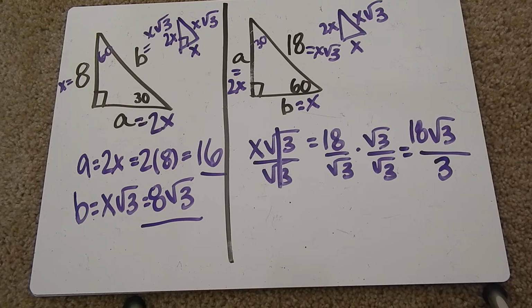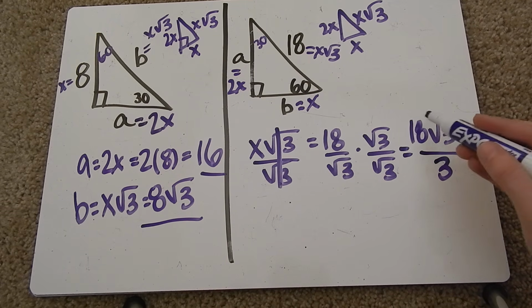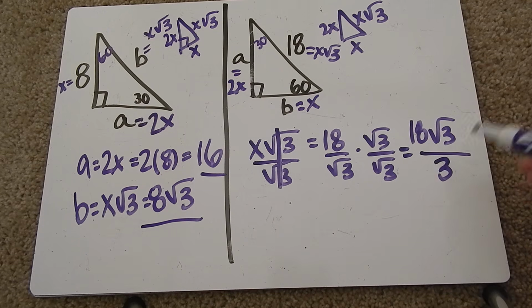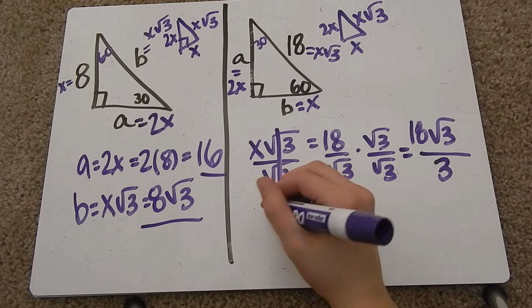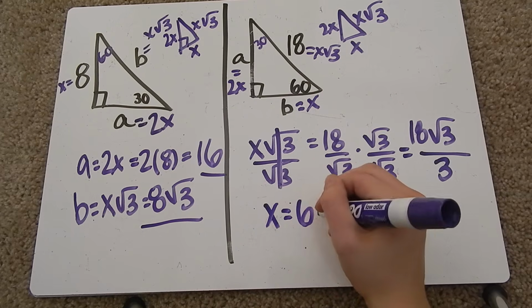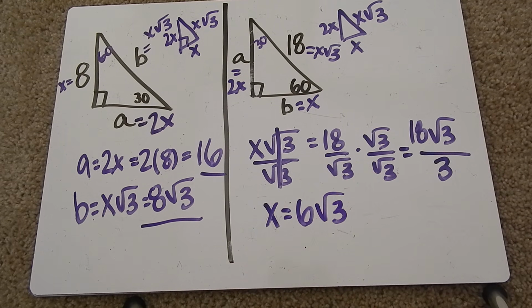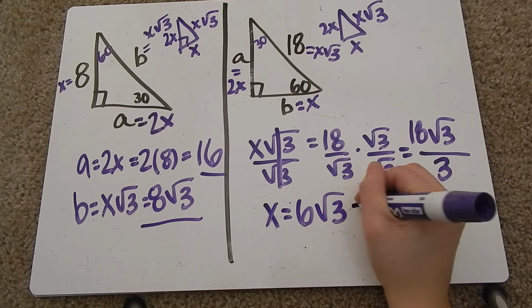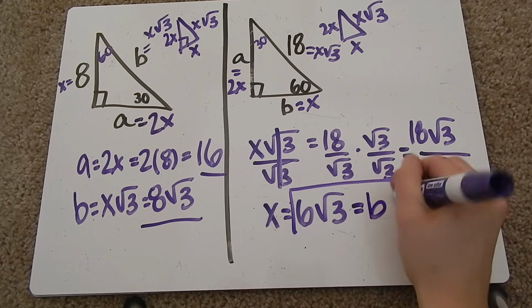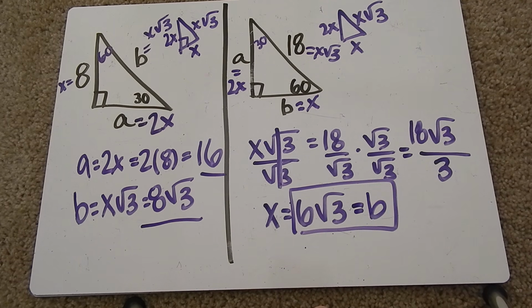So every time you multiply a square root by itself, you just get the number underneath the square root as your answer. Now this can be reduced a little bit more. 18 divided by 3 is 6. So I know x equals 6 square root of 3. Well, guess what? X is also b. So there's one of my answers. B equals 6 square root of 3.